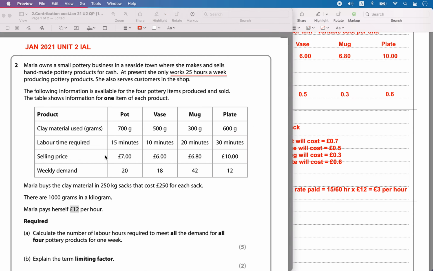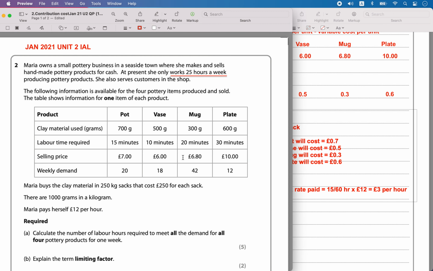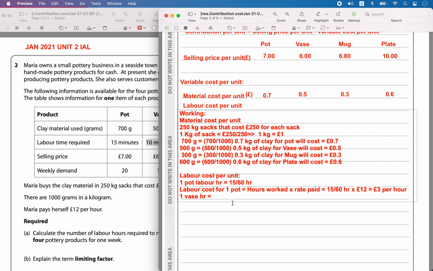Now for the same thing, we have to calculate. So for making one vase, she spends about 10 minutes, that is equal to 10 by 60 hours. The labor hours spent is equal to 10 by 60 hours.